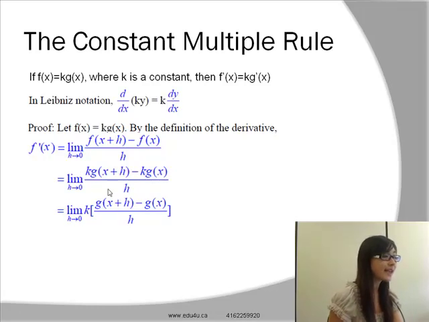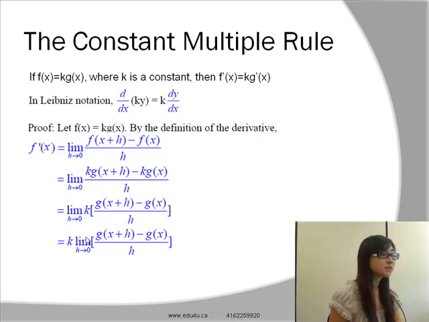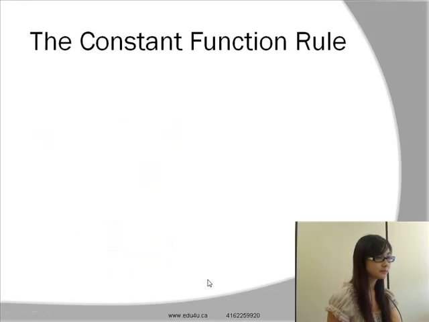What we can do next is we can take k out of these two terms because in the following step, we can take k out of this limit. You may notice by now that on the right side, we have the derivative for g of x. Therefore, the derivative of f of x equals k times the derivative of g of x.